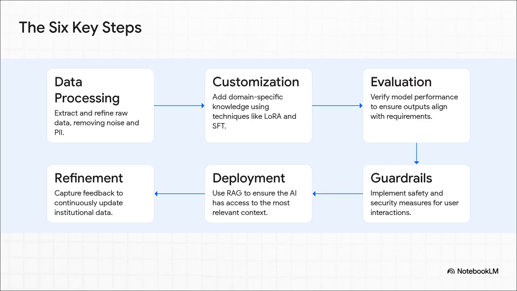It all starts with data processing. You got to clean up your data. Next is customization, where you teach a general model all your specific lingo and knowledge. Step 3 is evaluation, to make sure the model is actually any good. Then you put up guardrails for safety. After that, you deploy it, often using something like RAG so it has fresh info. And finally, this is the most important part, refinement, where you take all that user feedback and feed it right back into your data to start the whole cycle over again.